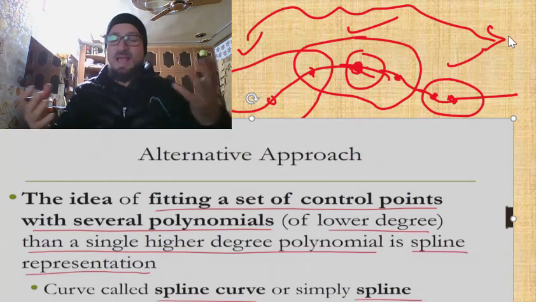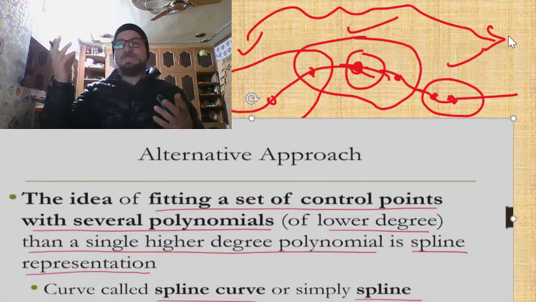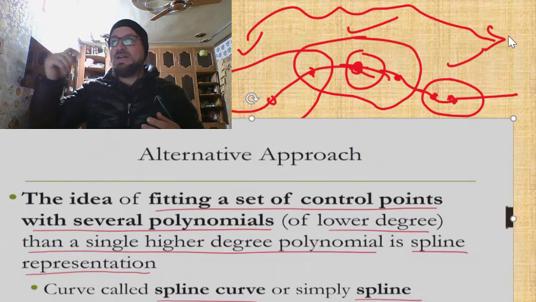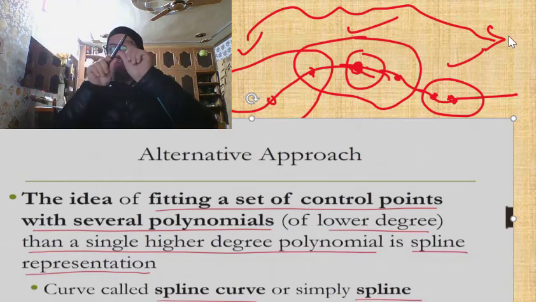Spline, in technical terms, you have seen the kite, and there you use those small sticks which are very flexible. They are called a spline.